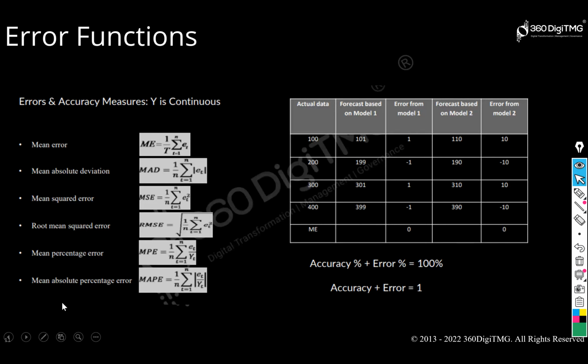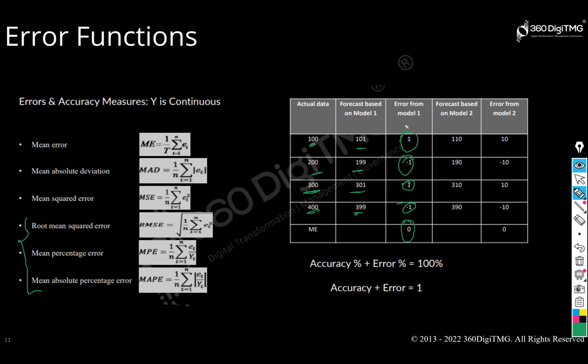If your y is continuous, that is numerical values, then you have to take mean error, mean absolute deviation, mean squared error, root mean squared error, and mean absolute percentage error. These are important. First, I will explain the mean error. Actual data is 100 and the first model says 101. Error is 1. Actual data is 200, the error is minus 1. Actual data is 300, but it says 301. That is some error. 400 and the error is this. There is some error, but when I accumulate it, it is showing me no error.